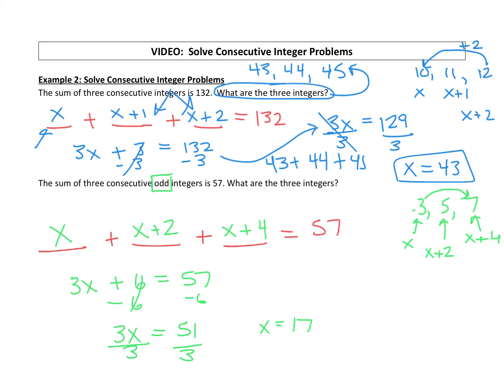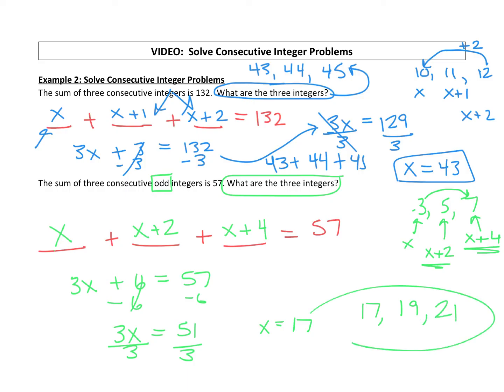Now, are we done with the problem? No, because they wanted the three consecutive odd integers. Well, the first one is 17. When you solve for that x, you're finding the first one. Now to get to the next one, add 2 to it to get 19. And the next one, you add 4 to it to get to 21. And those are the three consecutive odd integers.